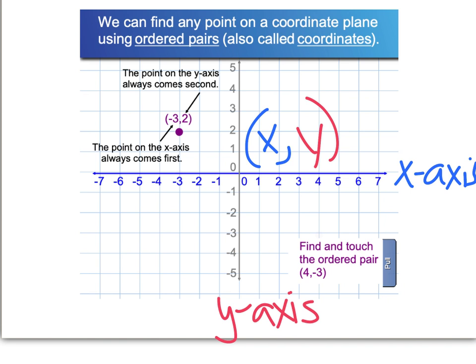So this coordinate pair here, -3, 2, is found by always starting at the origin, and the -3 means you move left 3 in the x direction, and the 2, because it's positive, means we go up 2. Okay, so those negative and positive signs are telling you a direction. If it's positive, you're going to move to the right or up, and if it's negative, you're going to move to the left or down, depending which coordinate it is. So I want you to find the ordered pair for 4, -3, as it says here.